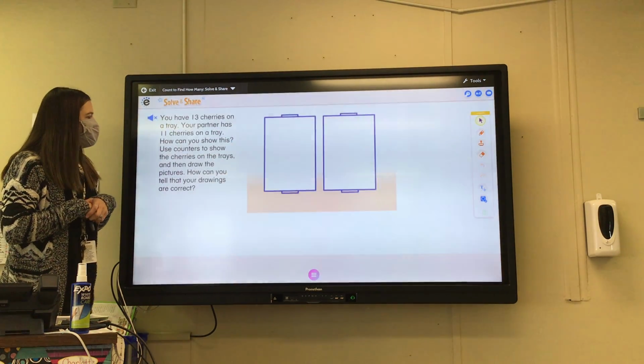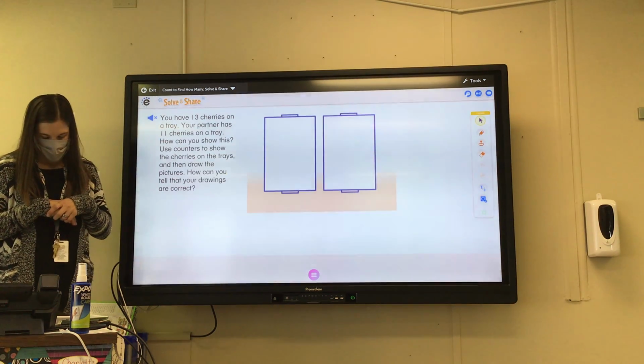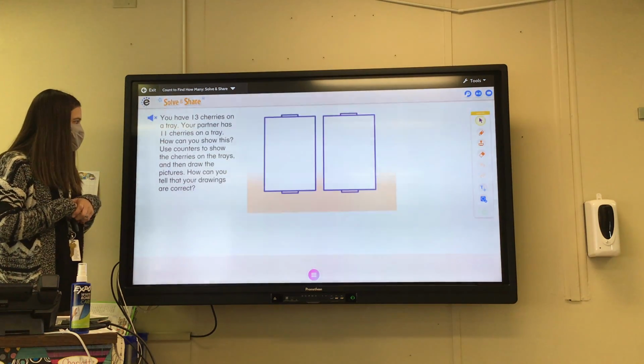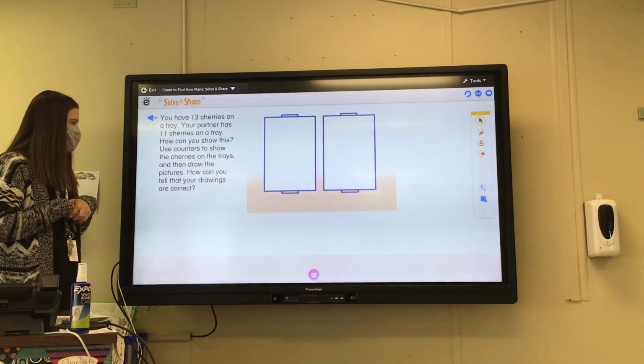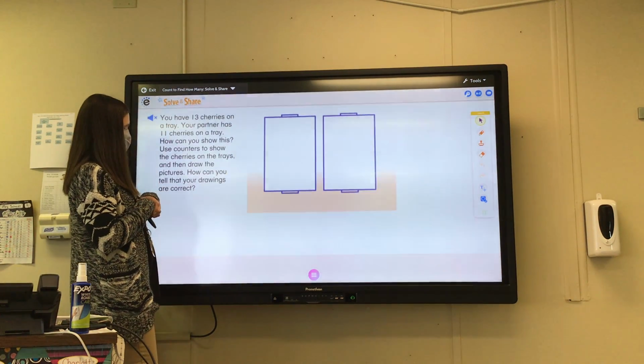You have 13 cherries on a tray. Your partner has 11 cherries on a tray. How can you show this? Use counters to show the cherries on the trays, and then draw the pictures. How can you tell that your drawings are correct?